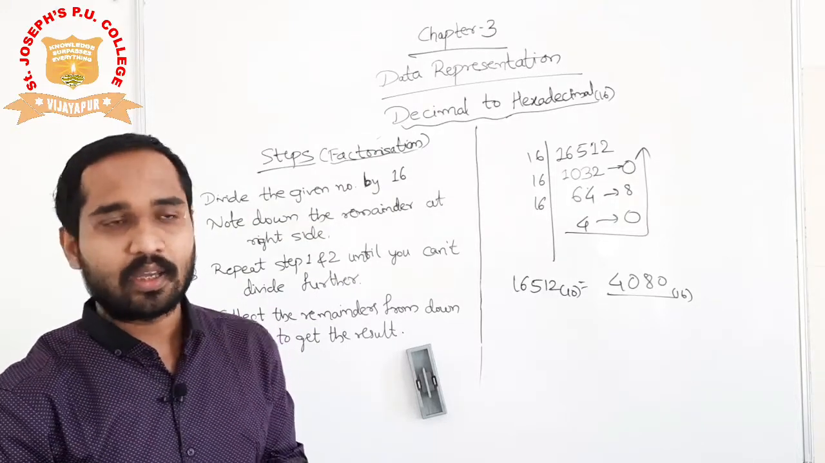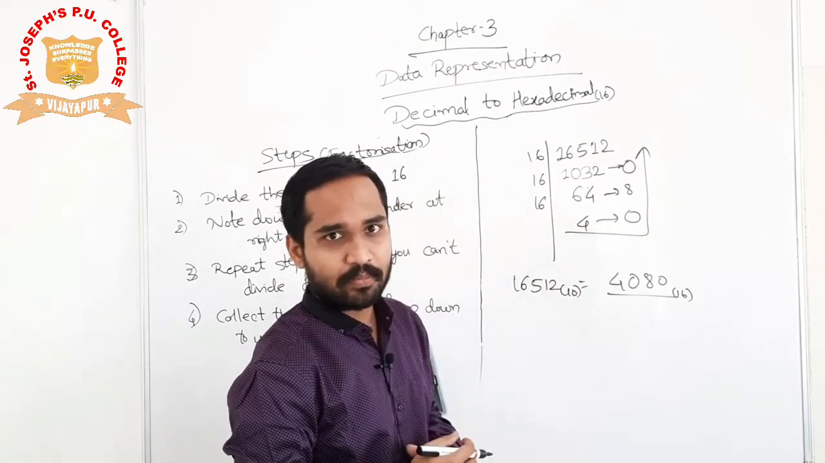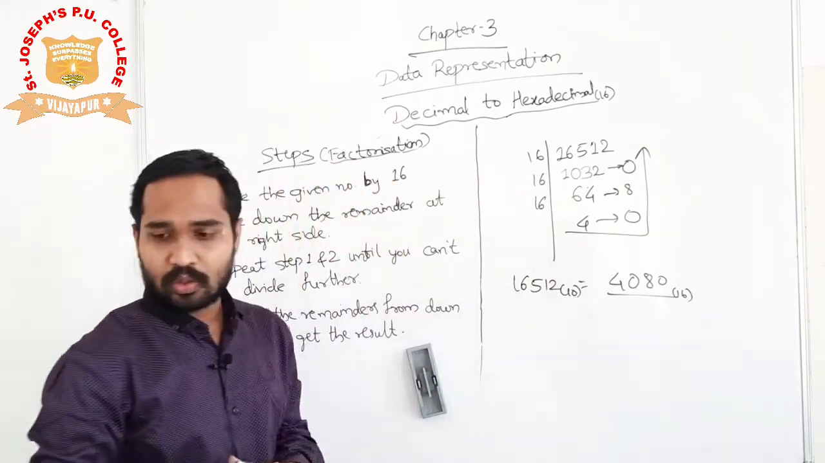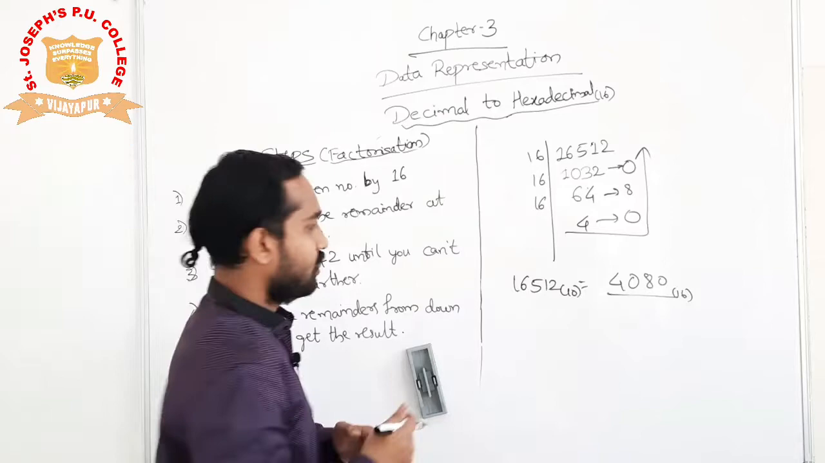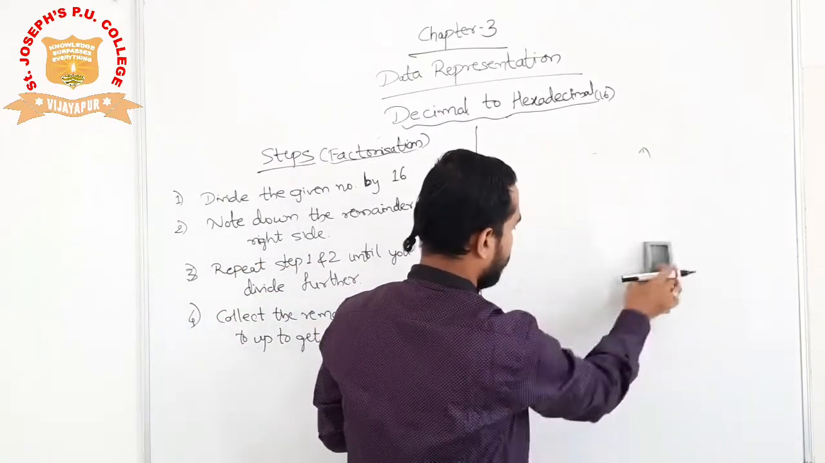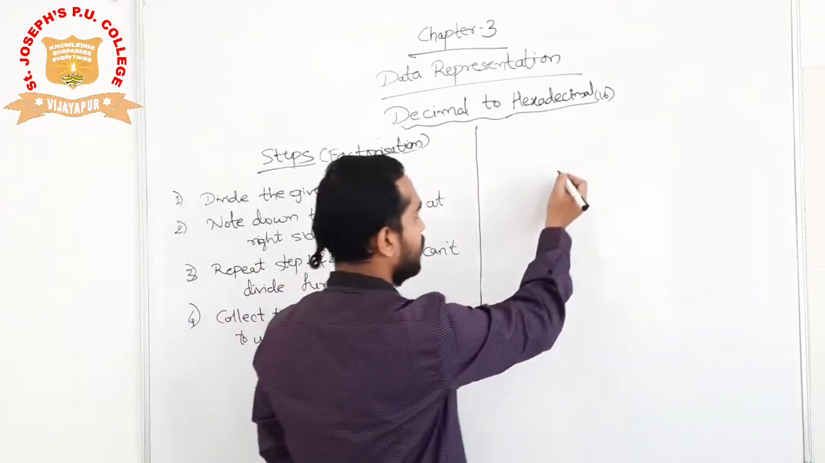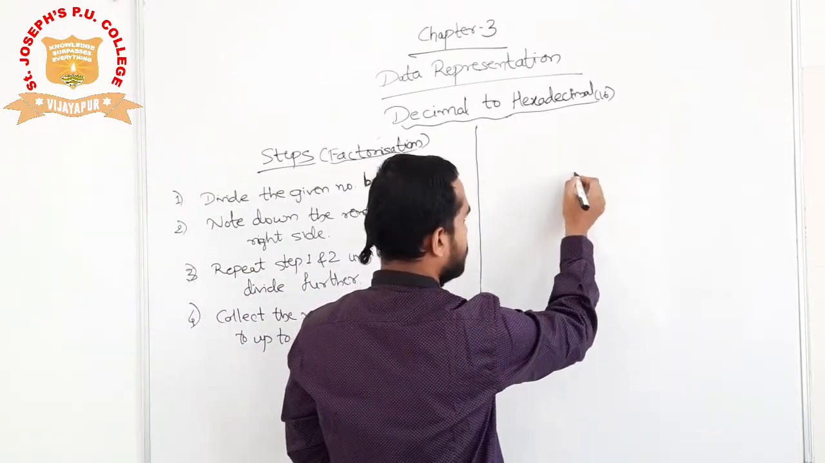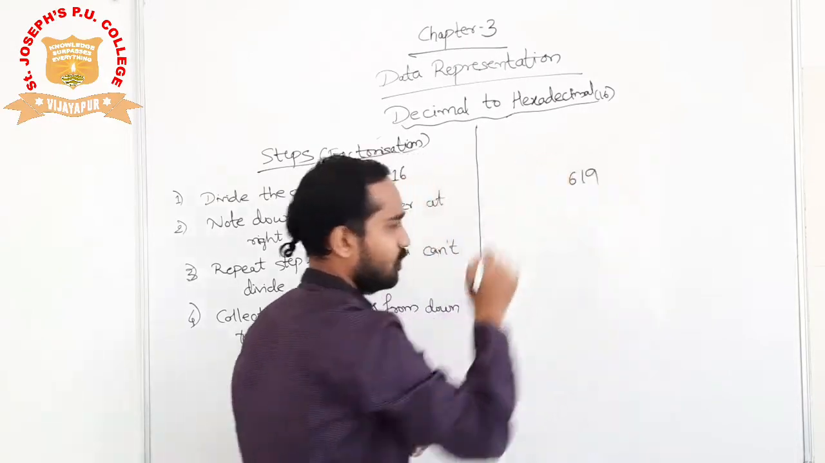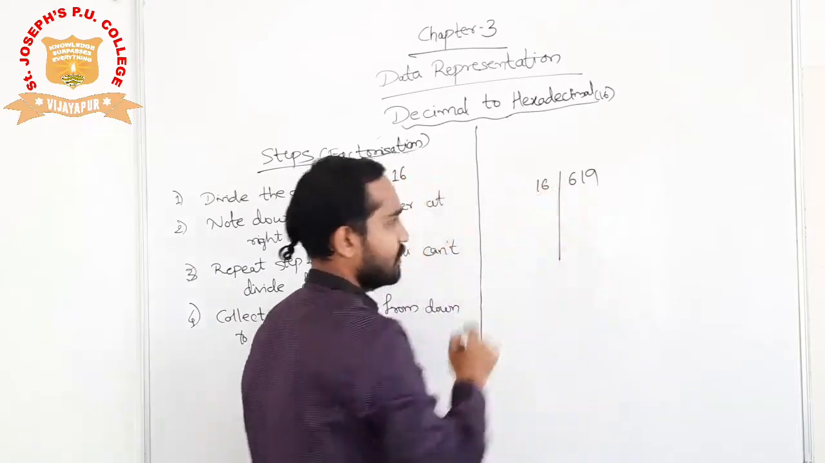4080. Okay. So this is one method of finding the hexadecimal number. Can I take another example? Let us take a small number and try it out. There is a number given as, say, 619. I want to convert 619 to hexadecimal.